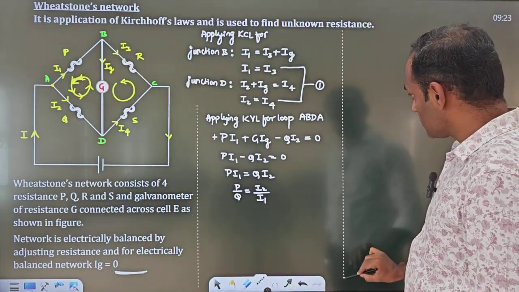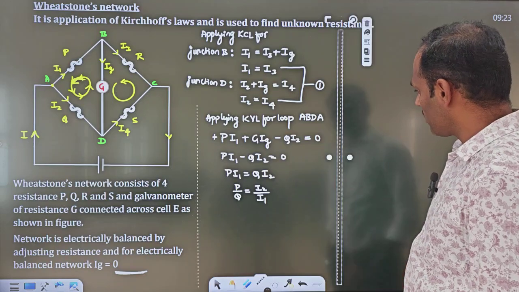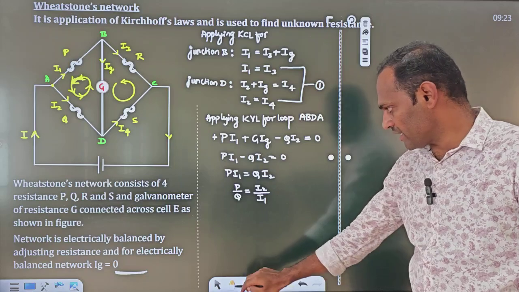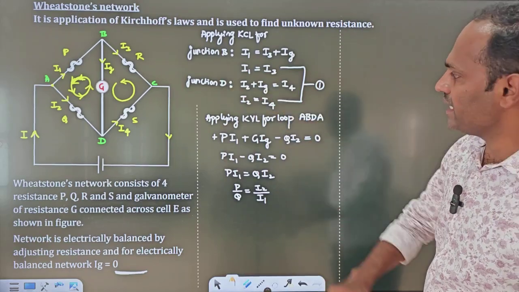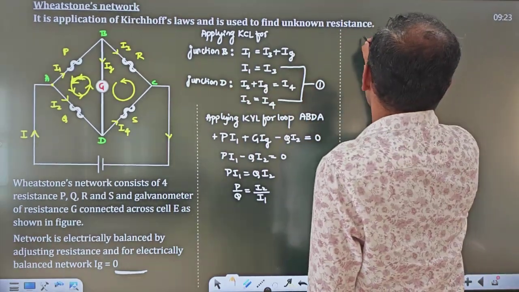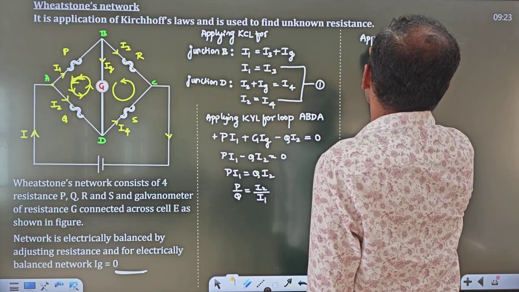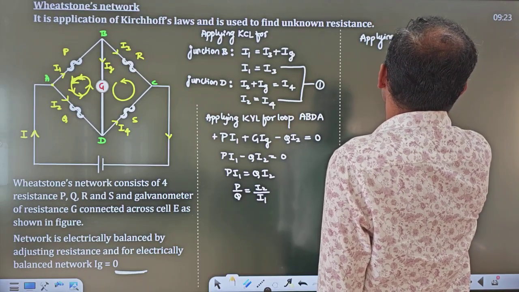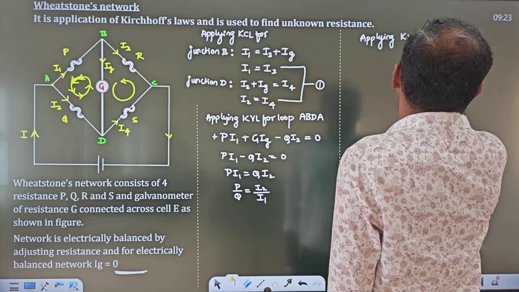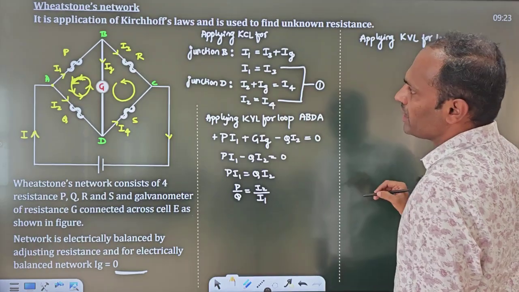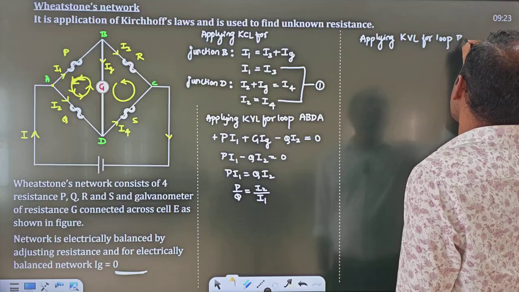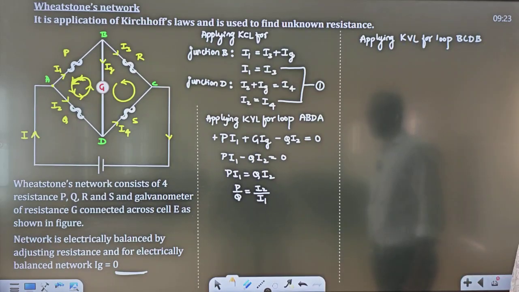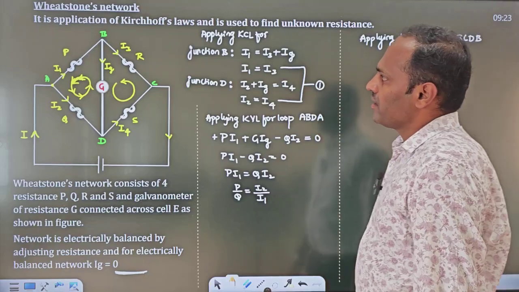Next, let us apply the KVL for another loop, that is the second loop BCDB. Here I will write: applying KVL for loop BCDB. We will apply KVL to this loop. So go on applying the KVL now.